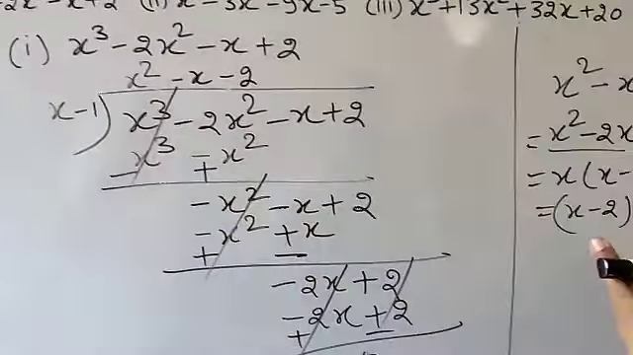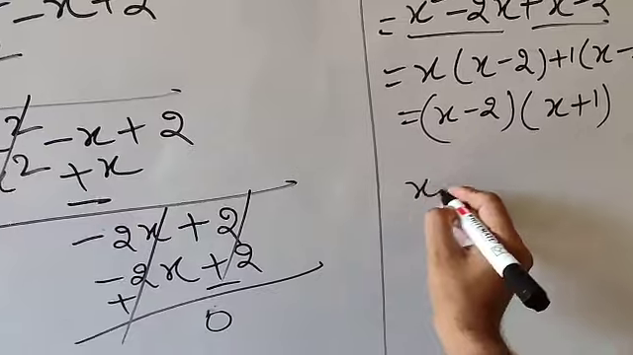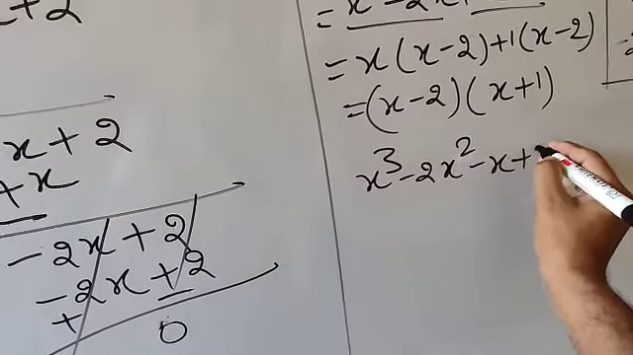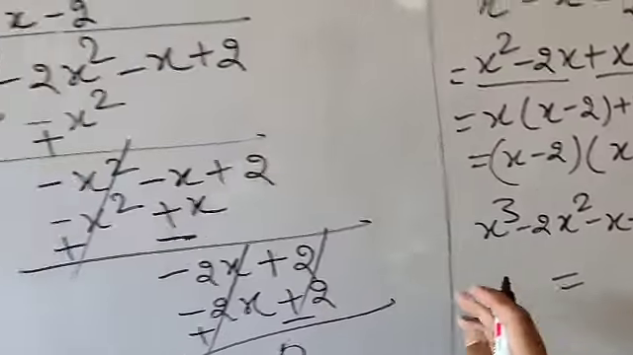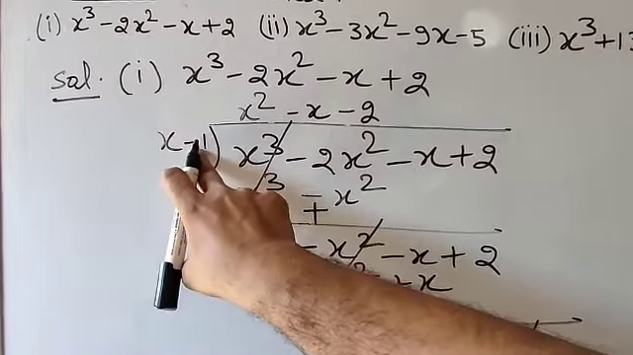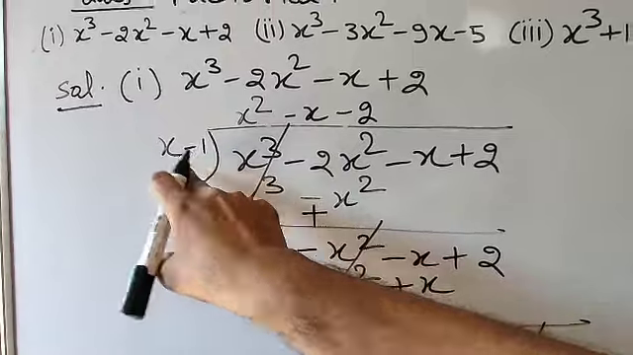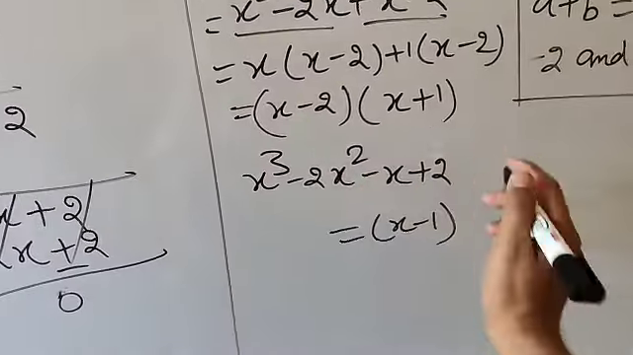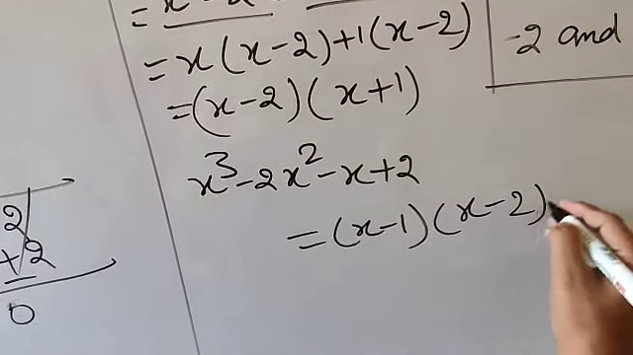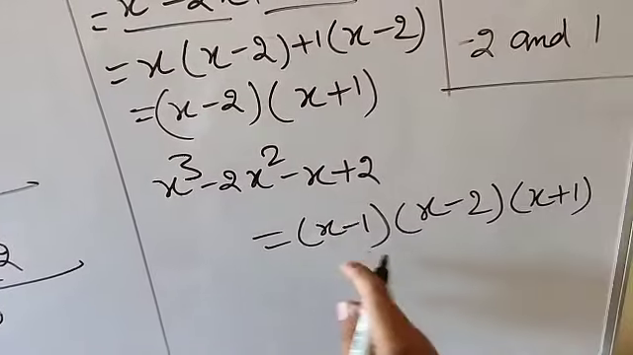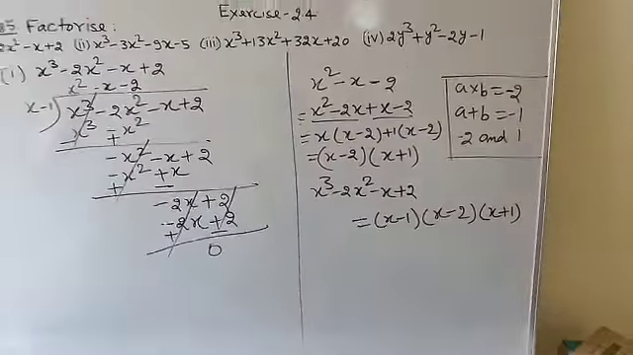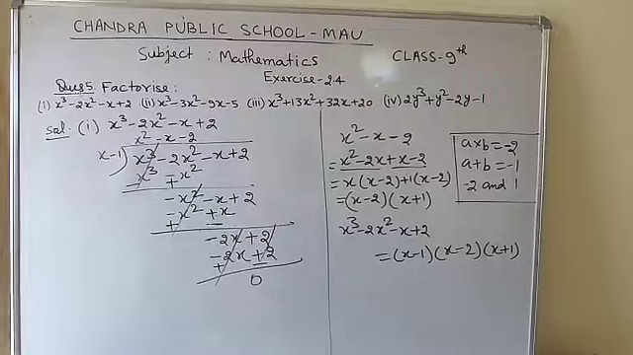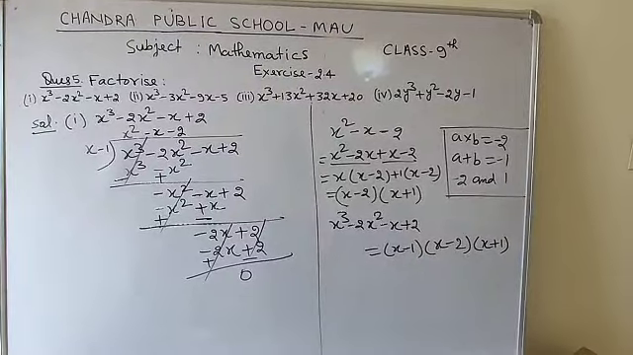So these are the three factors, so you can write x cube minus 2x square minus x plus 2, that cubic polynomial after factorization. In the very beginning, after putting the value 1, you got that it was 0, so x minus 1 was the factor. So here you will write x minus 1, and rest of the two factors are given here, into x minus 2 into x plus 1. So these are the three factors of the given polynomial. So it is the way to factorize a cubic polynomial. So students, again I will explain the second parts.